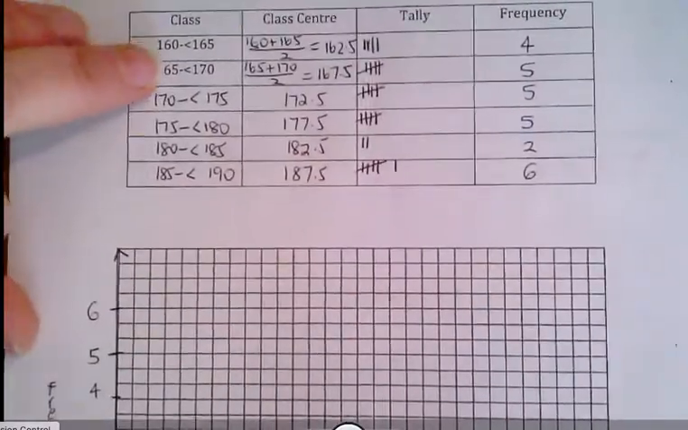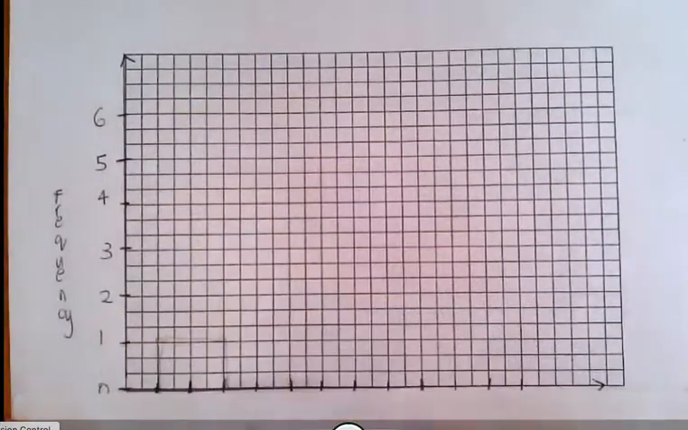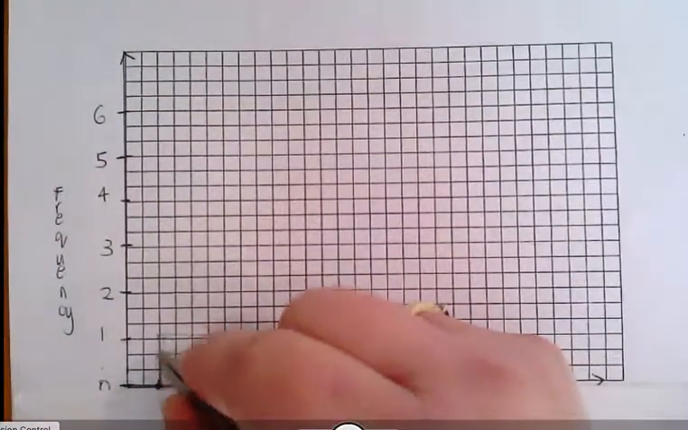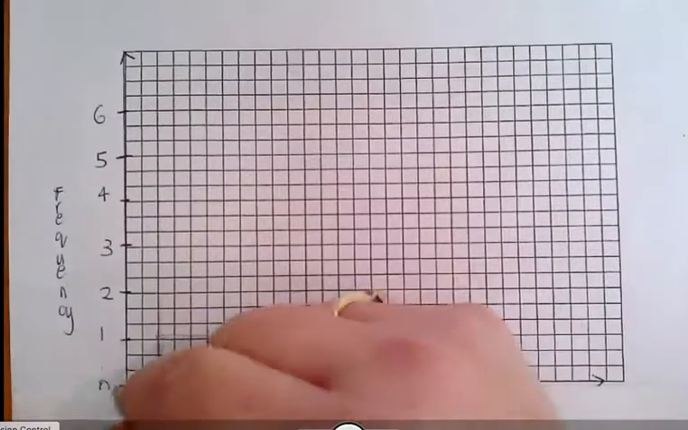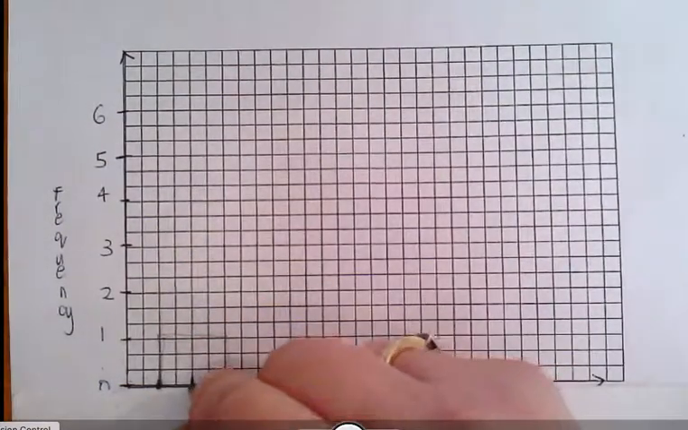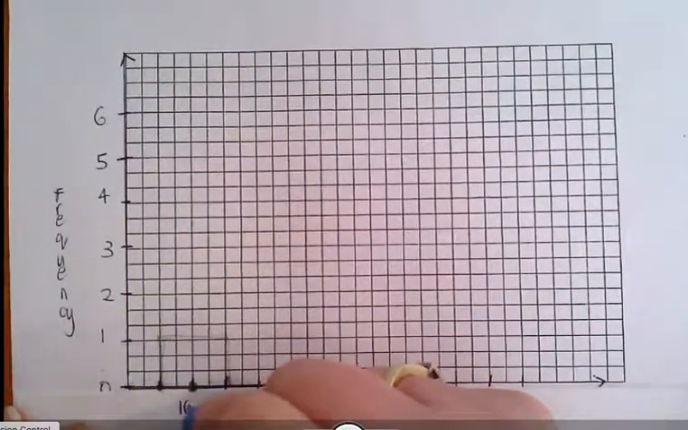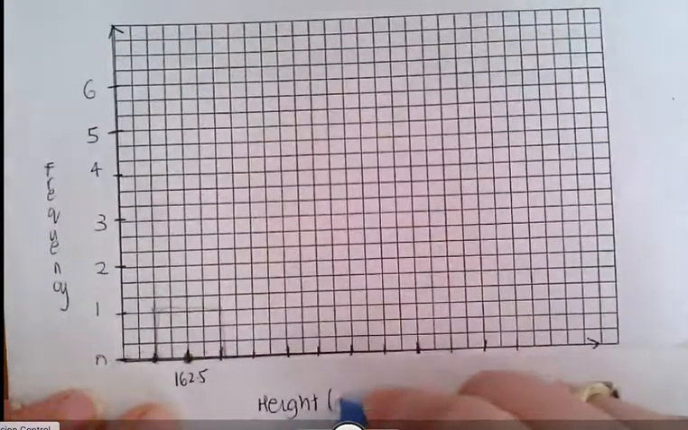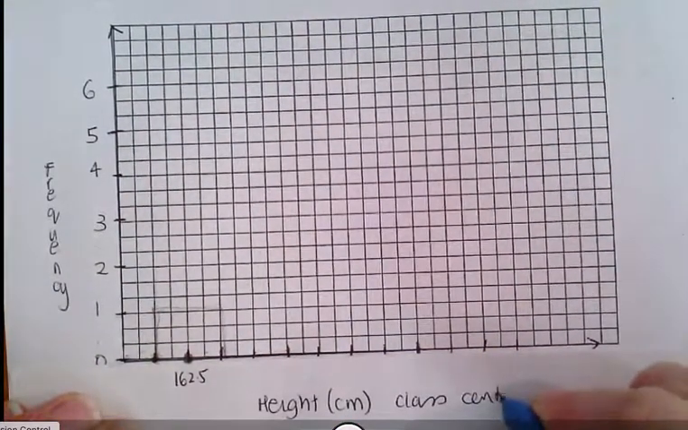So there are 1, 2, 3, 4, 5, 6. What would be columns if I was to draw a histogram? I think there's about 28 little squares. If I make each column 4 wide, I would have to leave half a column gap at the beginning, which means the first class center would be 4 units away. So this first class center is 162.5. This again is the heights in centimeters, and I'm just putting the class centers.